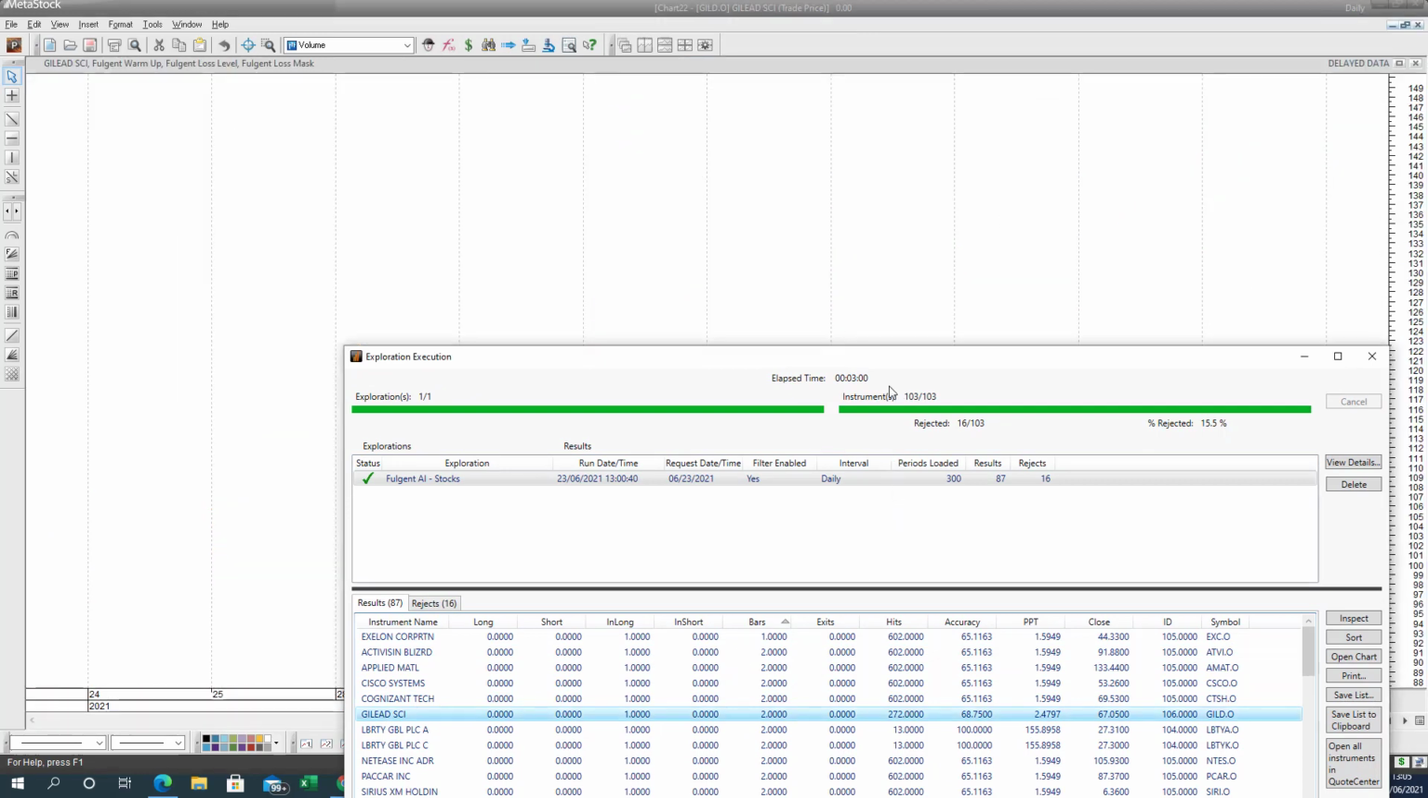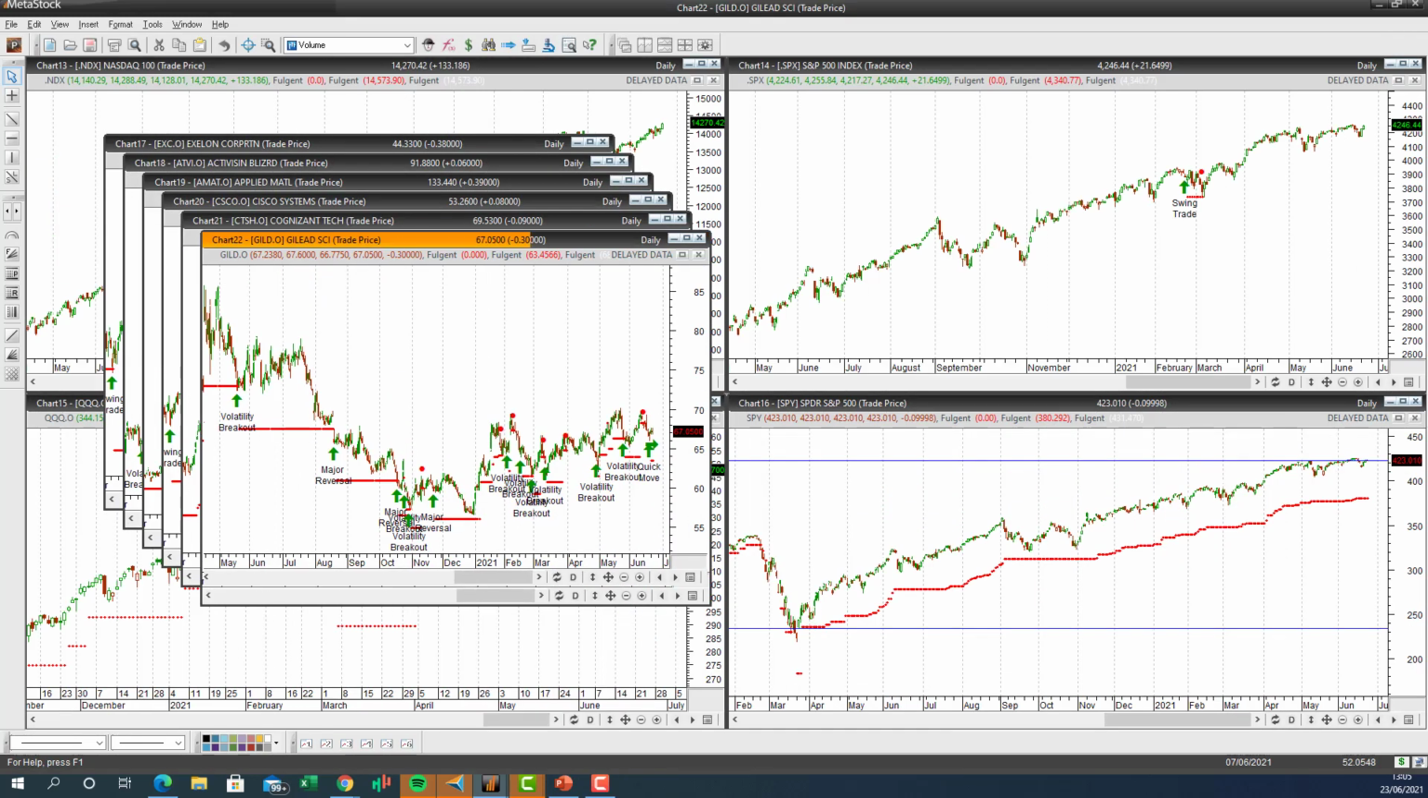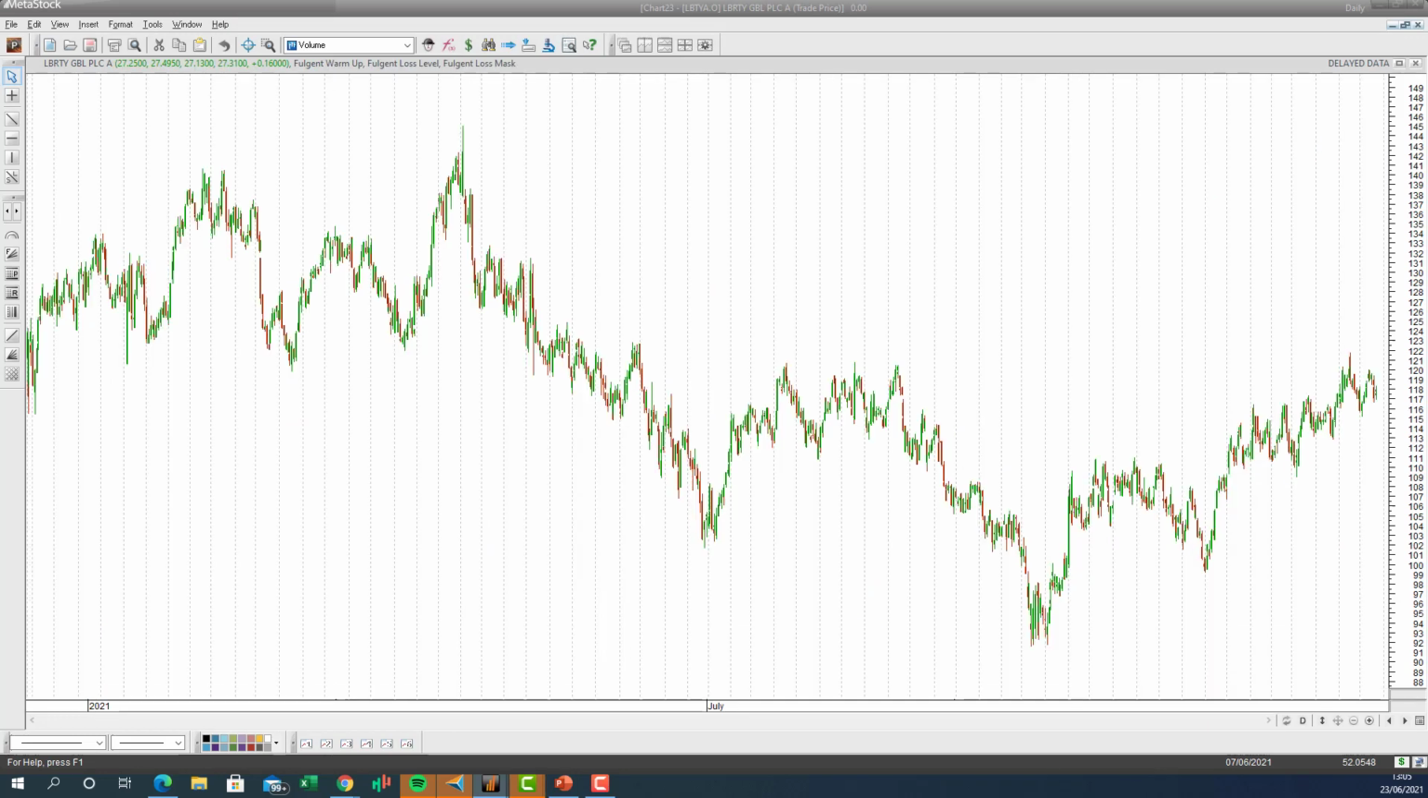Gilead Sciences, let's see, this one loads. I'm going to move this off screen. We can see here volatility breakout, major market reversal, huge move, quite a lot of volatility trades. This one would certainly keep you busy trading. Very volatile trade there.